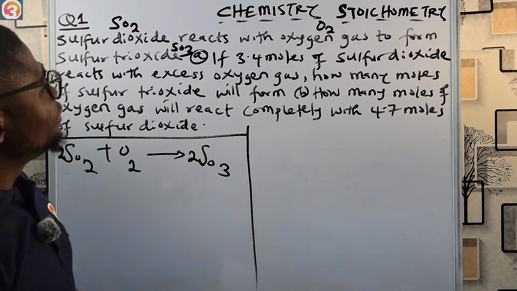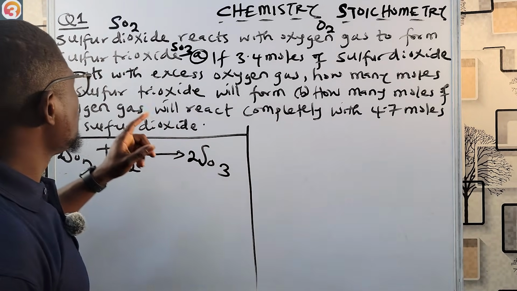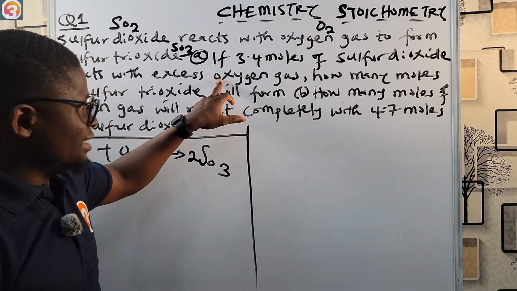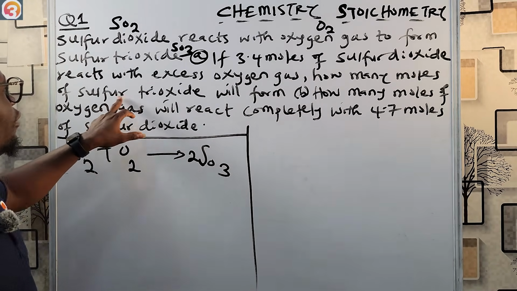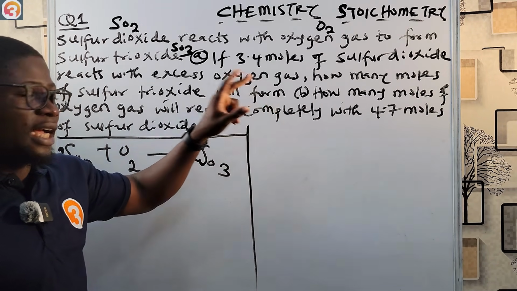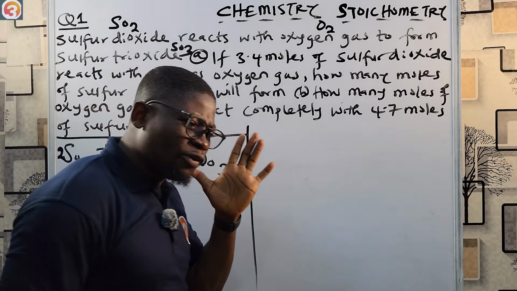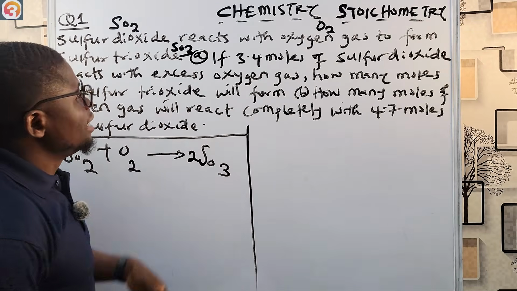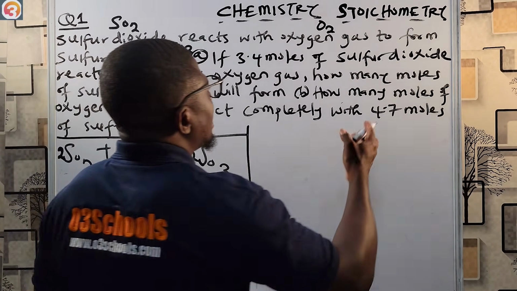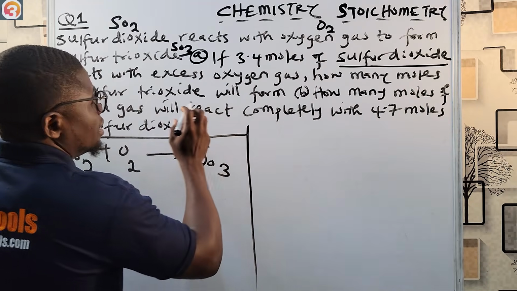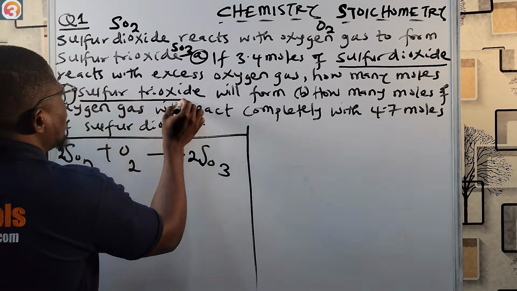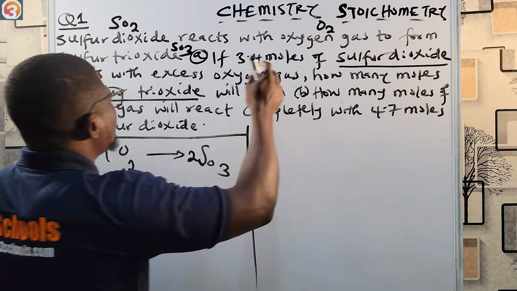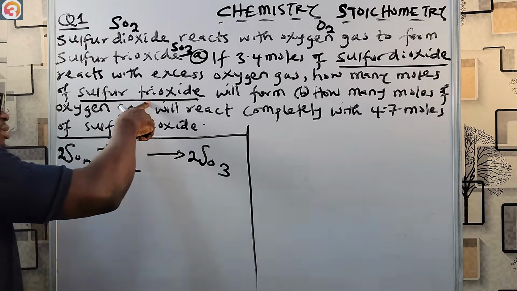Now they say if 3.4 moles of sulfur dioxide reacts with excess oxygen gas, how many moles of sulfur trioxide will be formed? That means you have to first of all understand what they are comparing. In the question here, we are comparing sulfur dioxide with sulfur trioxide. We're given the number of moles of sulfur dioxide, and then we are told to look for the number of moles of sulfur trioxide that will form.